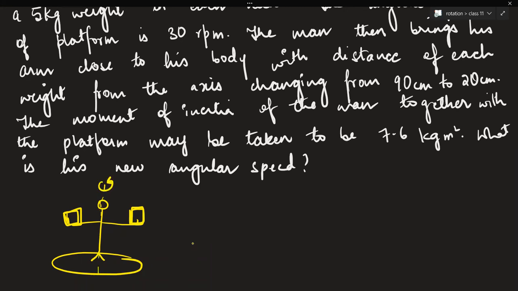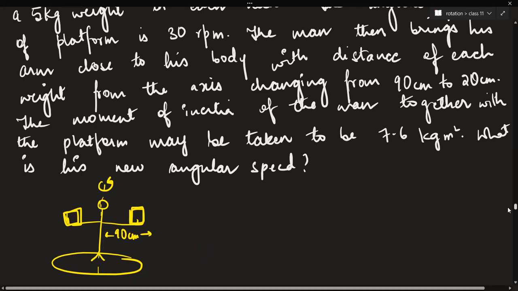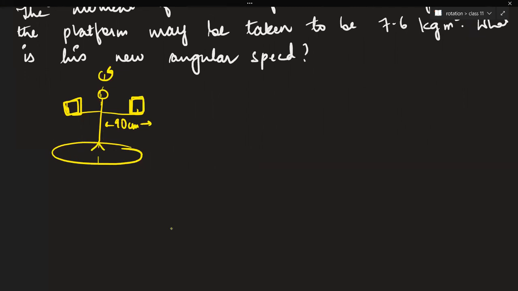So this is rotating. Then it says the man brings his arms closer to his body, and the distance changes from 90 centimeters to 20 centimeters. Right now the distance is 90 centimeters. Now he brings his arms closer to his body, standing on the same rotating wheel. The weights are there, and this distance is now 20 centimeters, earlier it was 90 centimeters. Let's say R2 is the new radius.